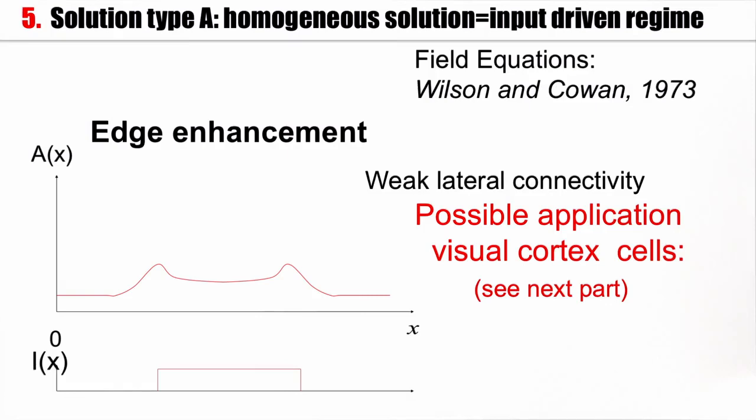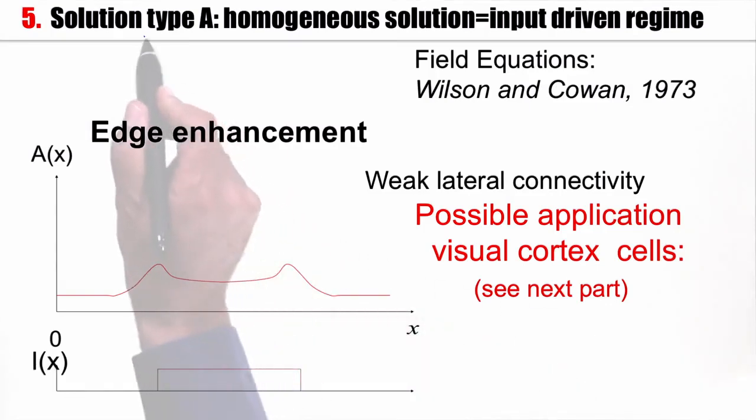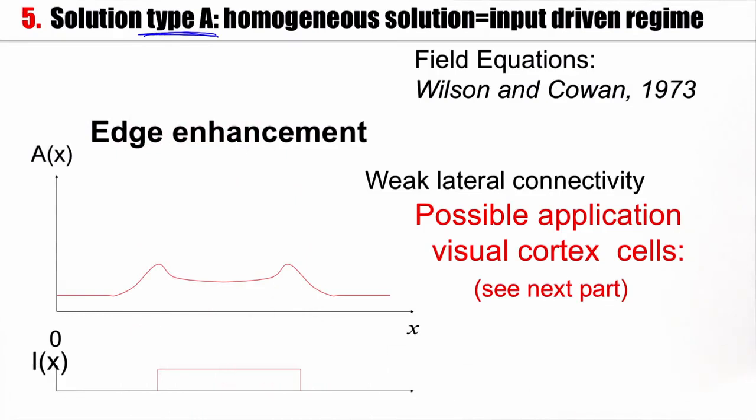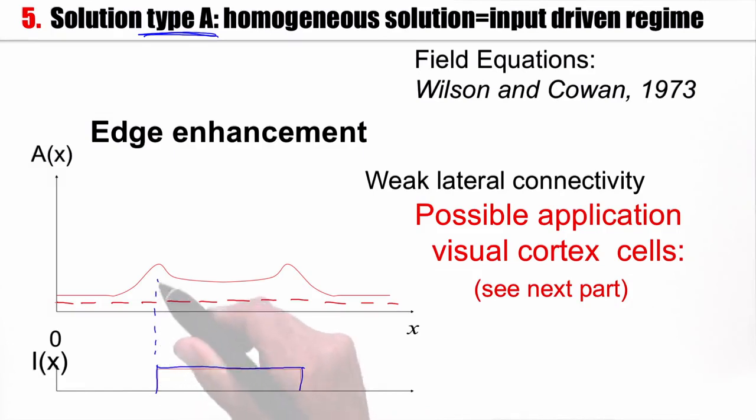So we can look at both solution types, and for the moment I focus on this type A, which means a homogeneous solution. And the homogeneous solution means that if I have no input, then the activity would just be flat. So there's no spatial structure. However, if I apply an input, like the input here, then I would see an activity profile which has peaks at the corners of my stimulus and which is overall elevated in the regime where the stimulus is applied.